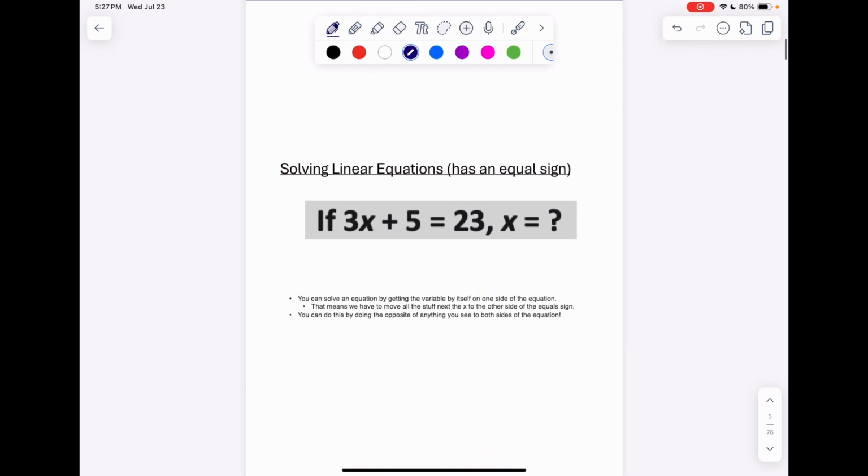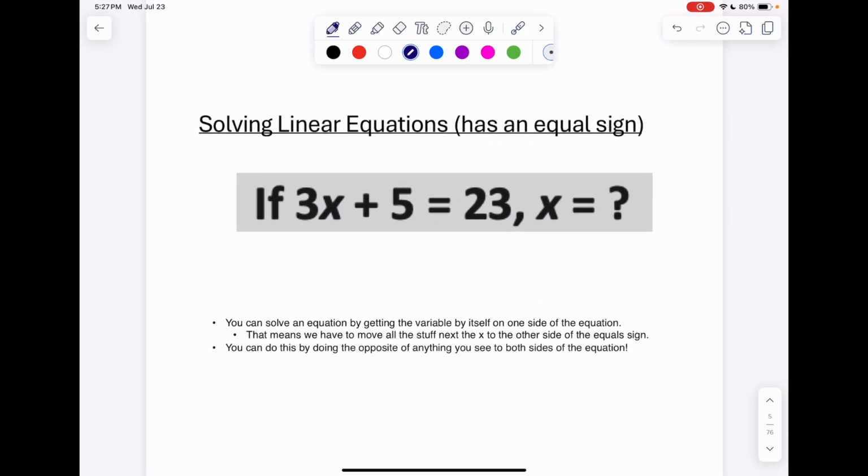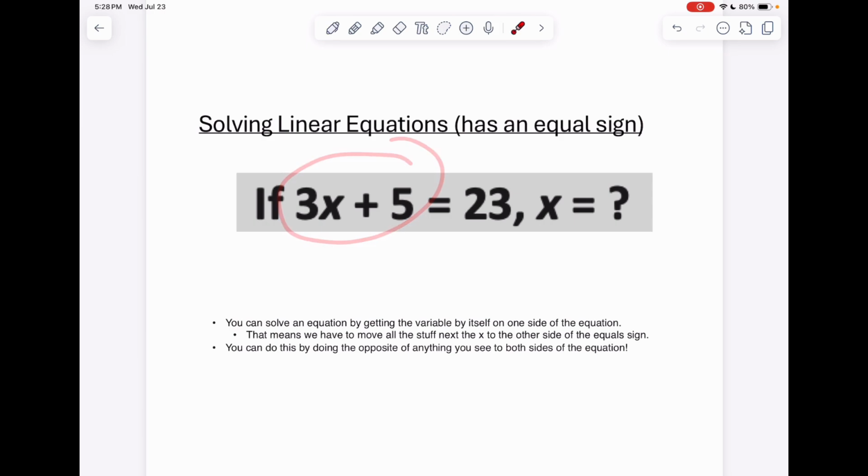Now, solving linear equations will mean an expression that now we've added an equal sign. That's what makes it an equation. You can solve an equation by getting the variable by itself on one side of the equation. That means we have to kind of undo everything so everything moves to the other side of the equal sign. So you can do this by doing the opposite of anything you see on both sides of the equation. So here, you want to remember, you want to isolate your variable term first by getting rid of anything that's on the same side of it, and then isolate your variable from the variable term.